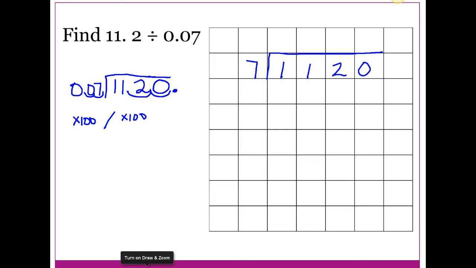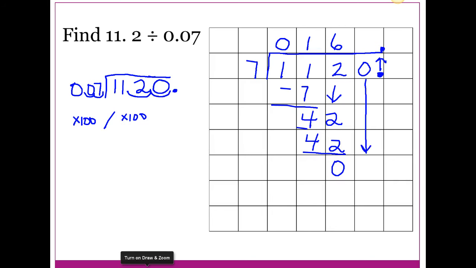And I like to put a 0 here as a placeholder because 7 won't go into 1. 7 goes into 11 one time. We'll subtract that. We have 42. 6 times 7 is 42. And we have 0. But we're not done yet because the decimal is here on the right hand side of 1120. That means we still have one unfilled place in the quotient. So we still have to bring that 0 down. 0 times 7 is 0, and now we're done. Our final answer is 160.